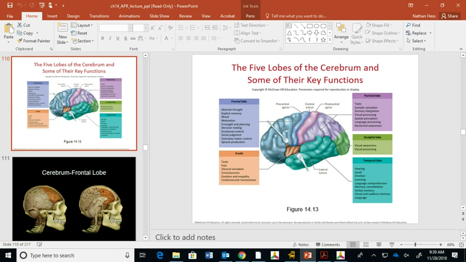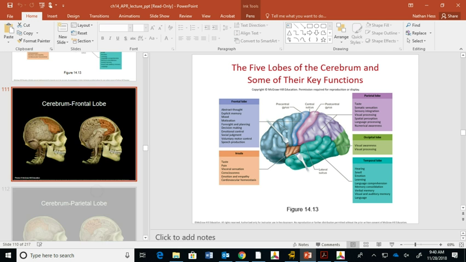And last but not least, this little tiny guy called the insula does taste and pain and visceral sensation, consciousness, emotional responses, empathy, all dealt with in that insula, this little kind of lobe tucked underneath the rest.